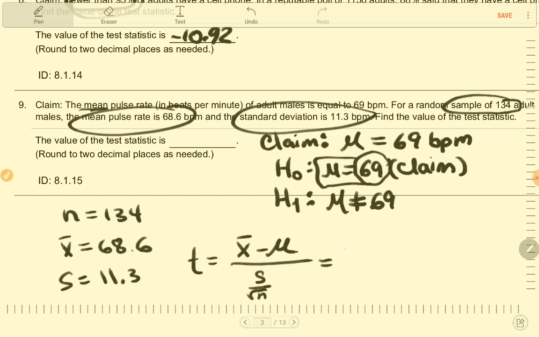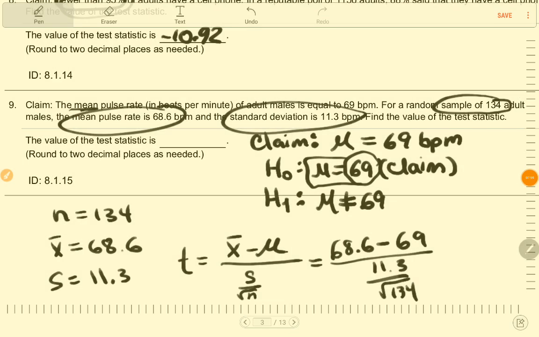We have 68.6 minus 69, assuming that the null hypothesis is true, divided by 11.3 over the square root of the sample size n, which is 134. So let's calculate that. So that works out to be negative 0.409, okay, so negative 0.41 to 2 decimal places. Okay, so that is your test statistic.